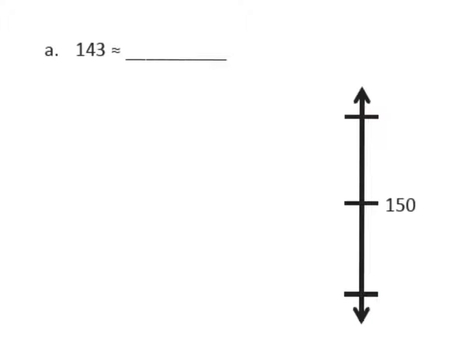Let's take a look at number 1. It says to round to the nearest hundred. Let's look at letter A. We have 143 rounds to blank. So let's take a look at our number line.